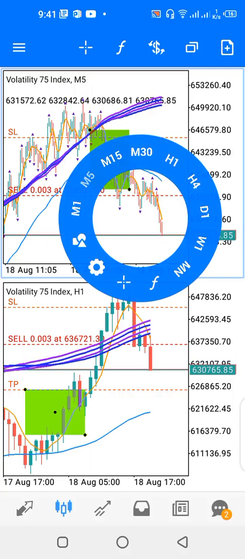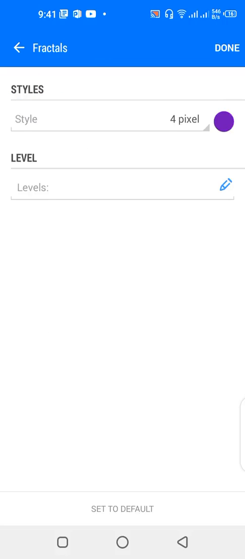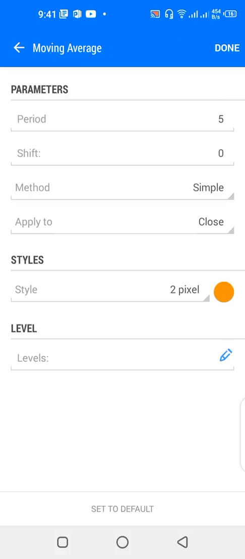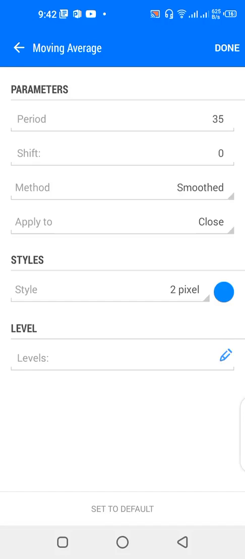Okay, let's look at the parameters. We have fractals. We have a moving average, that's 5 period, shift is 0, method is simple and apply to close. Color is orange. The second indicator is another moving average. Period is 35, shift is 0, method is smoothed, apply to close, and the color is blue.